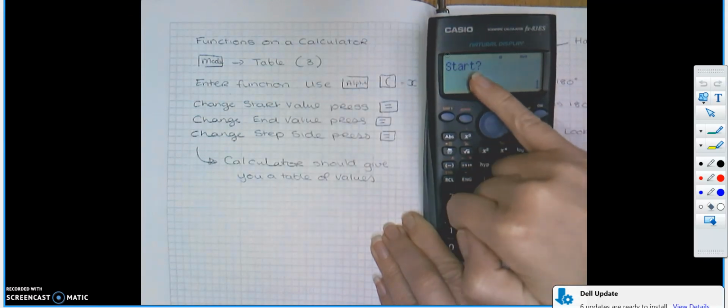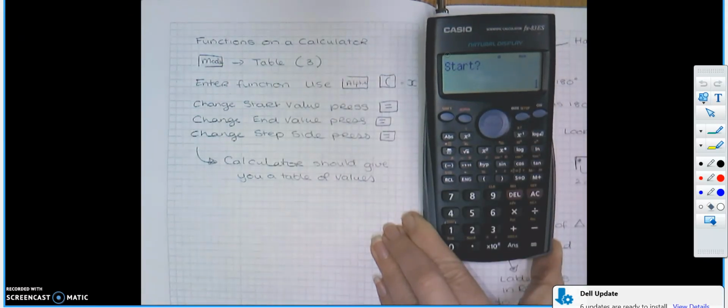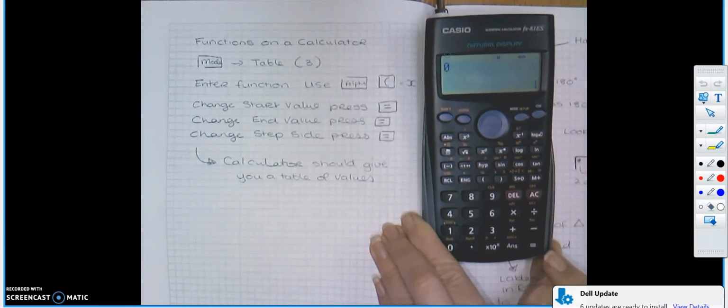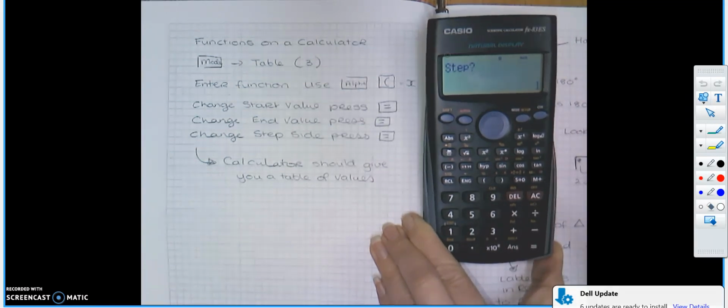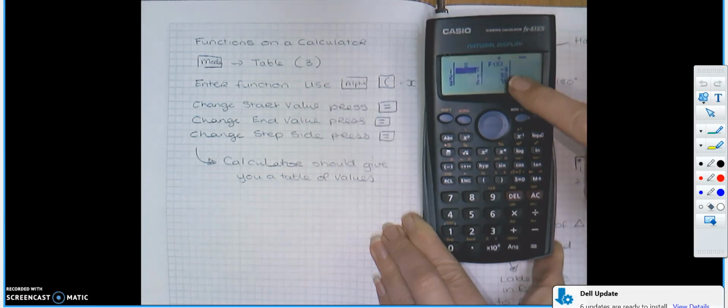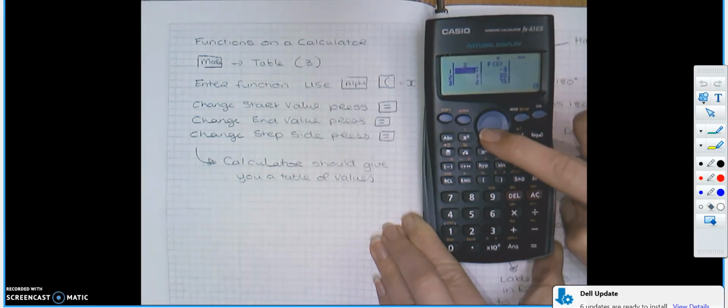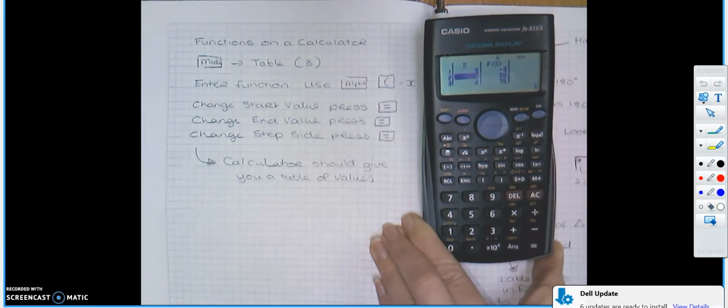It will then come up with start and a question mark. That's asking you, do you want to change your start value? It currently has the start value as 1. So if we want to change it to 0, we could type in 0 and then we press equals. If we wanted to end, this currently says 5, we could end it at 10. Press equals. And going up in steps of 1, again press equals. When you press it, it gives you a table of all your answers and then you can just fill them in to your chart if you got asked it.